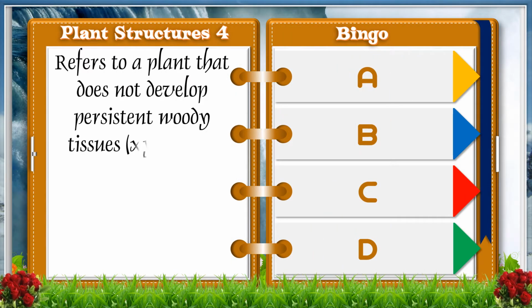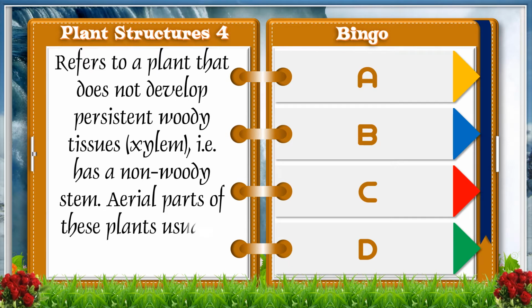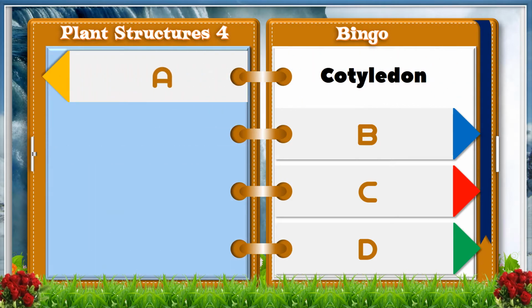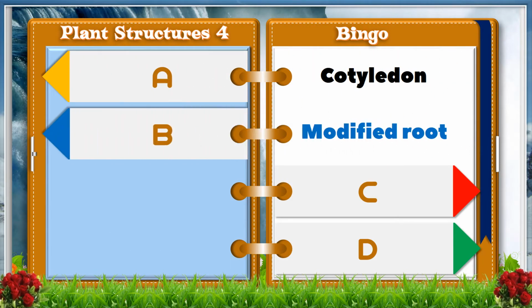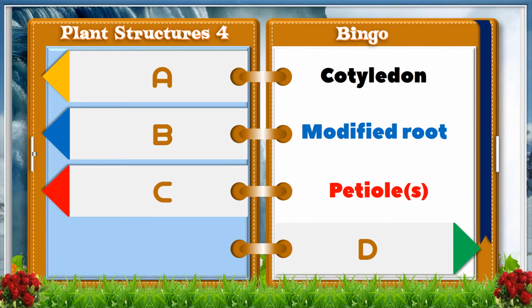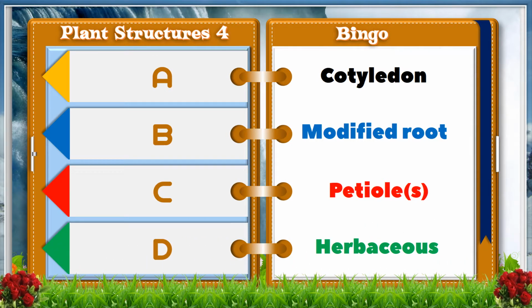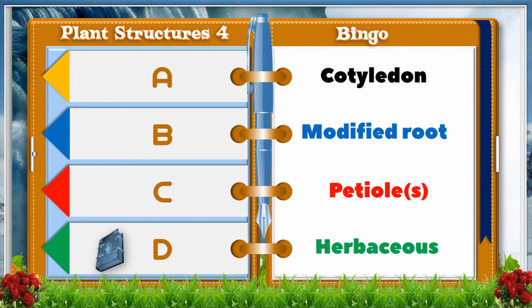Refers to a plant that does not develop persistent wooded tissue, that is the xylem, i.e. has an unwooded stem. Aerial parts of these plants usually die in winter. A. Cotyledon. B. Modified root. C. Petiole. D. Herbaceous. And the answer is D. Herbaceous.